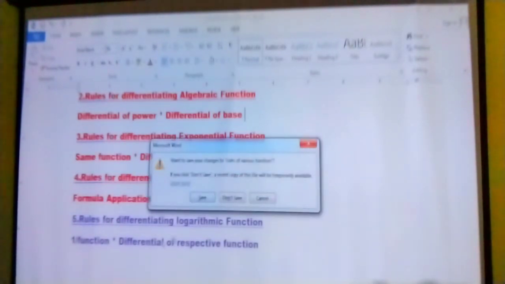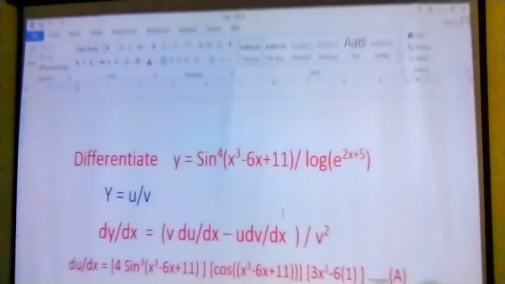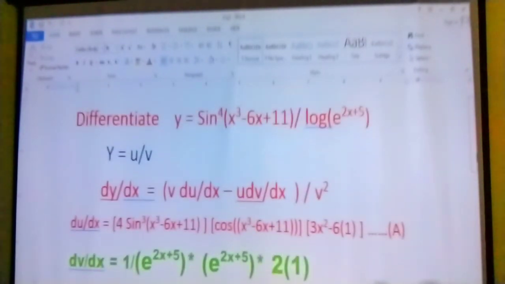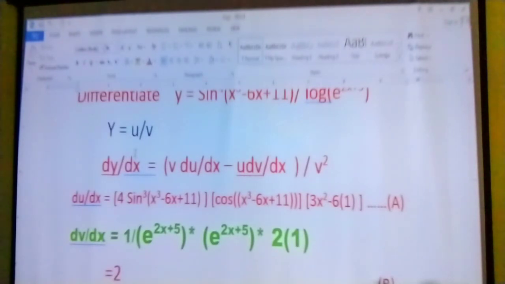Okay. In this, I have taken one sum. Here two types of functions are taken: one is a trigonometric function, and the other is a logarithmic function. The problem is given as y is equal to sine to the power of 4 of x cube minus 6x plus 11, divided by log of e power 2x plus 5. Sine to the power of 4 of x cube minus 6x plus 11 is called u, and log of e power 2x plus 5 is called v. Before solving any problem, you should understand what format it is in. It is in the u by v form.